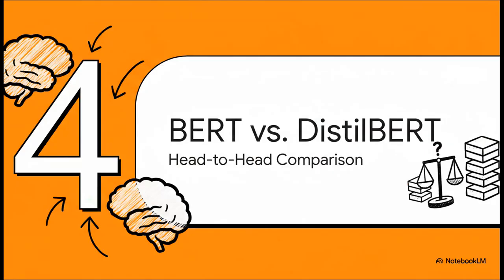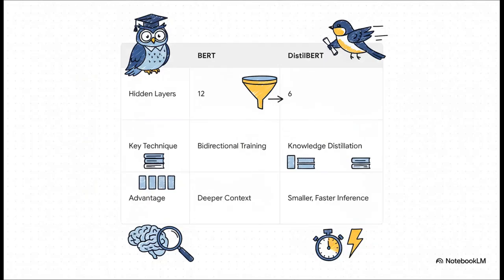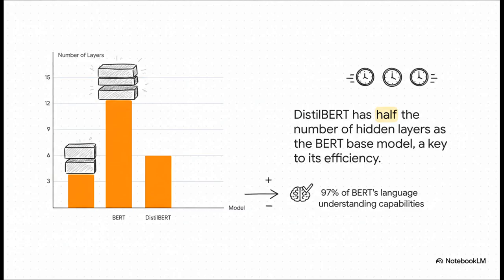All right, so teacher versus student. How do they really compare? Let's break down the specs. So on one hand, you have BERT, the teacher, bringing the full force of its 12 layers. It's all about raw power and getting the absolute maximum accuracy. And then you have DistilBERT, the student, way leaner with just 6 layers, built from the ground up for speed and efficiency. I mean, DistilBERT is literally half the size of BERT, and this reduction is what makes it about 40% smaller and over 60% faster. But here's the most incredible part. It still retains 97% of BERT's original language understanding skills. It is an absolute masterpiece of AI engineering.